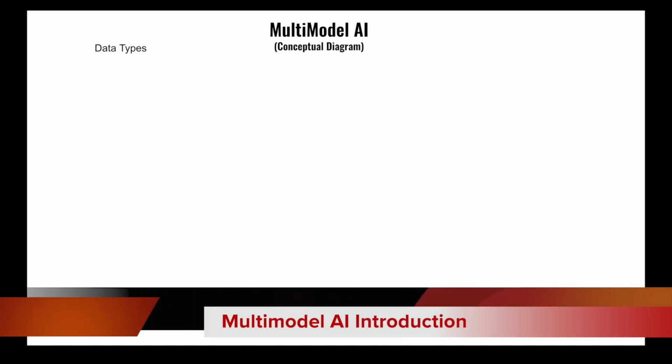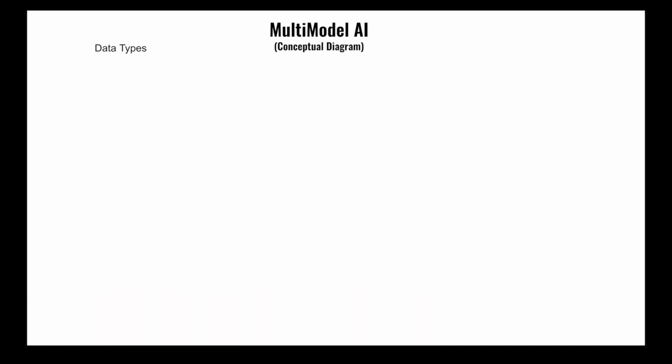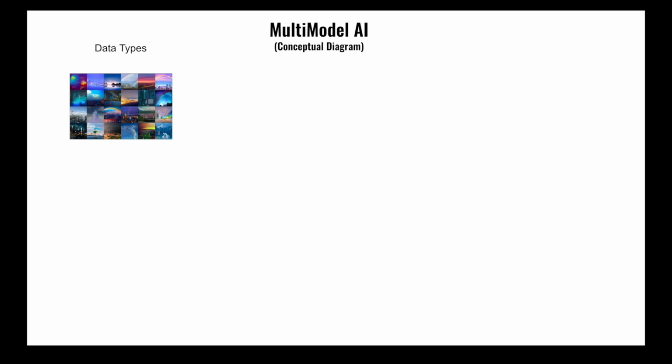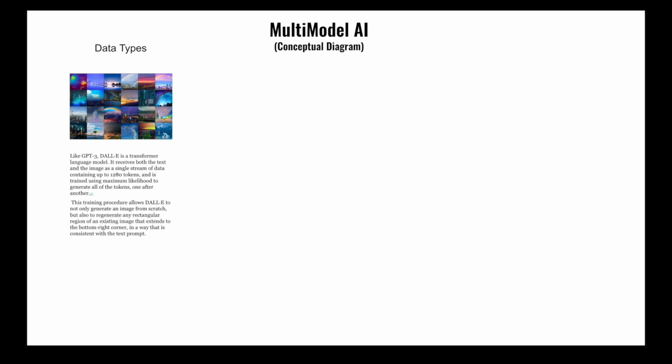So we can take a quick look at what multimodal AI is, because if you talk about DALL-E, or the Vision Transformer, or the original Transformer architecture, it was proposed for multimodal AI. So let's take a look at the most common data types we use with the tasks we perform through AI. We have image data, we have text data, and we also have audio data.